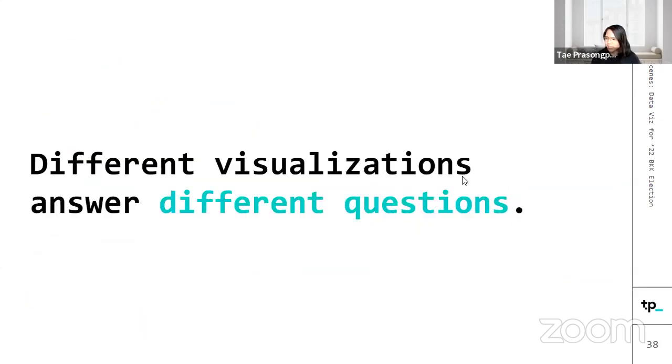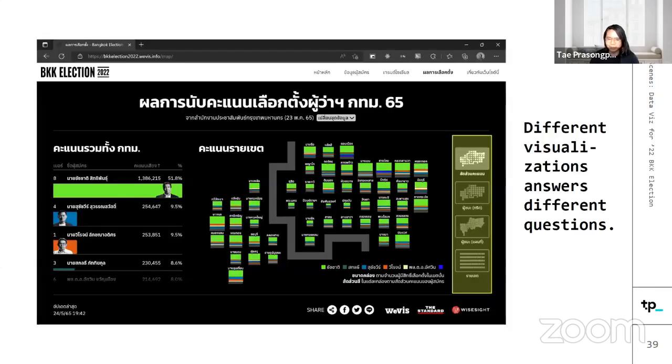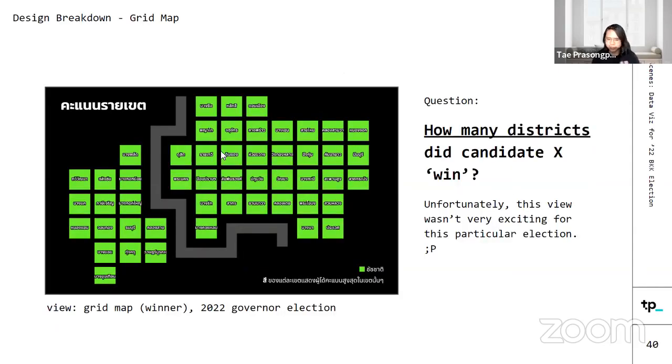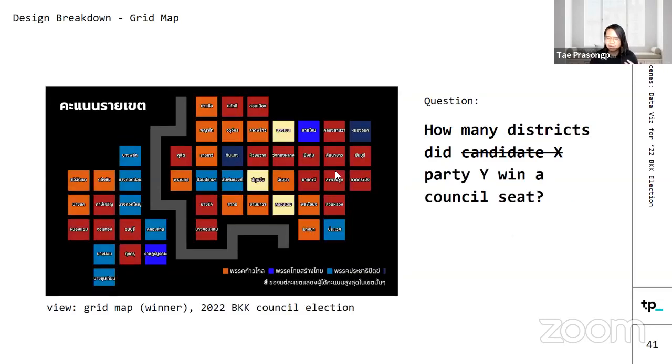Like I said, different visualizations answer different questions. The views I showed you earlier, we also provided as alternatives to answer different questions. For example, this grid view, which is colored by the winner of that district, can answer questions like how many districts this candidate won, which is very useful for the council election, which will be determined by who gets the most seats in the council.